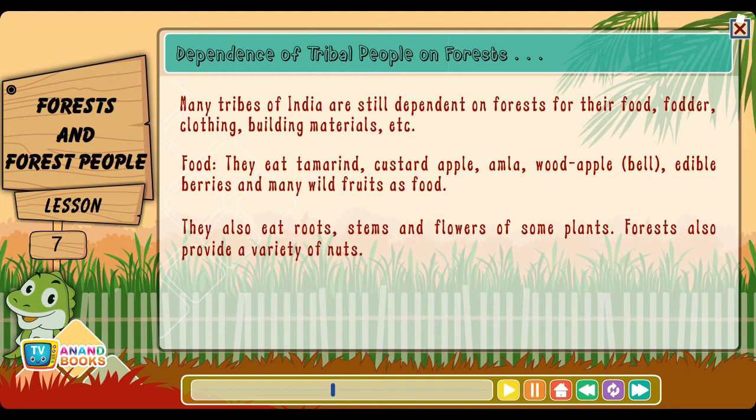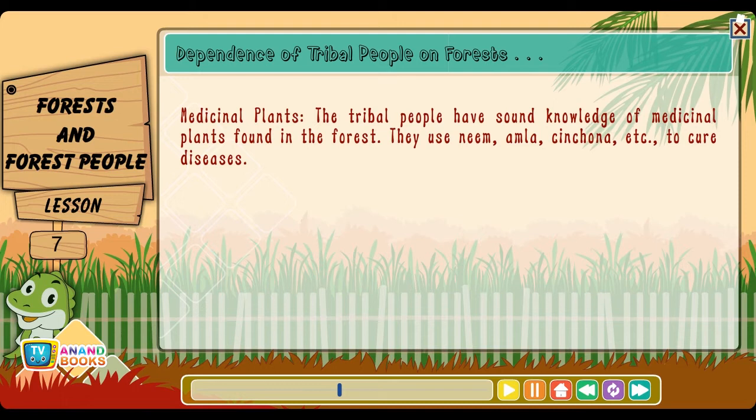Forests also provide a variety of nuts. Fodder. Grass is used as fodder for the animals. Medicinal plants. The tribal people have sound knowledge of medicinal plants found in the forest. They use neem, amla, cinchona, etc. to cure diseases.